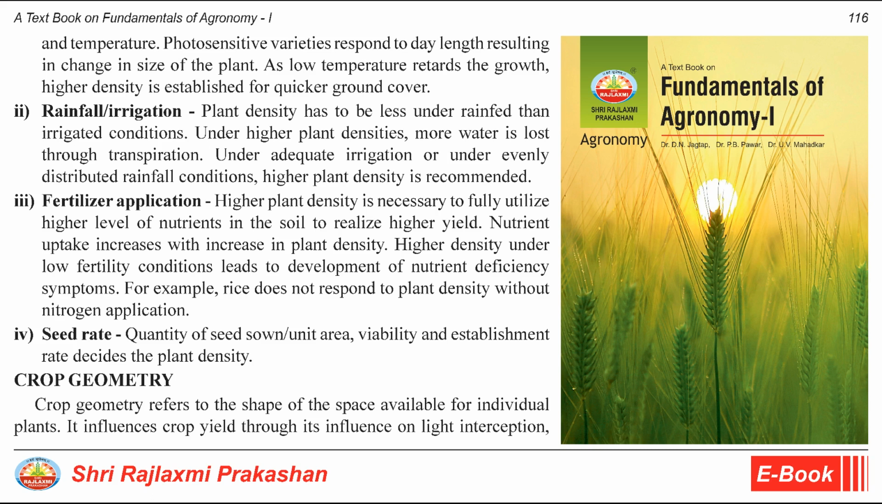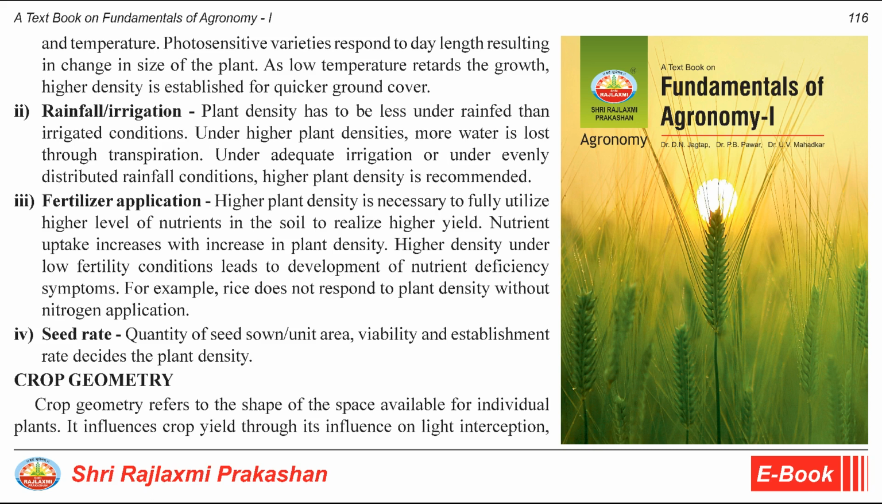Number 2. Rainfall, irrigation. Plant density has to be less under rain-fed than irrigated conditions. Under higher plant densities, more water is lost through transpiration. Under adequate irrigation or under evenly distributed rainfall conditions, higher plant density is recommended.